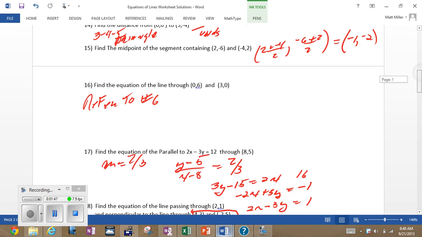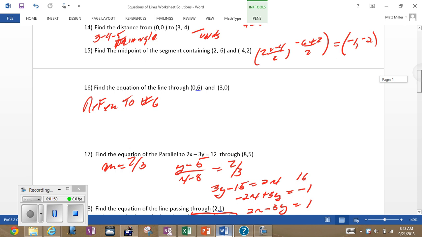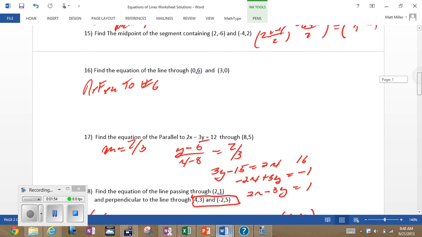Okay, number 16 is very much like number 6. It's not the same problem, I think, from number 6, so that I don't need to reference.